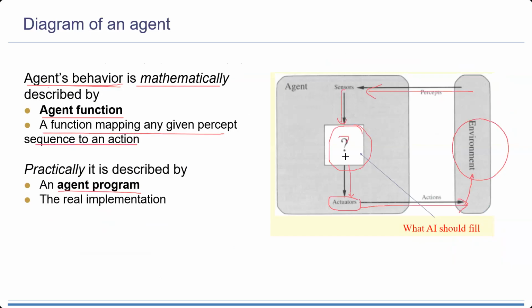So this question is something that what AI should do. This is just the general concept. We can also describe it by the agent program. It means this is the real implementation.